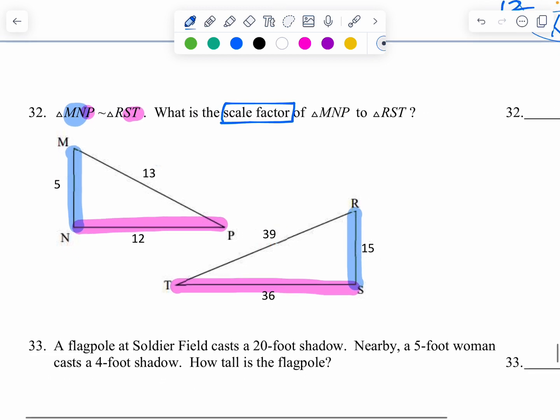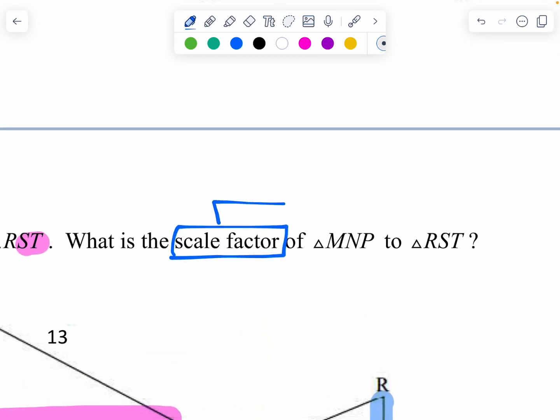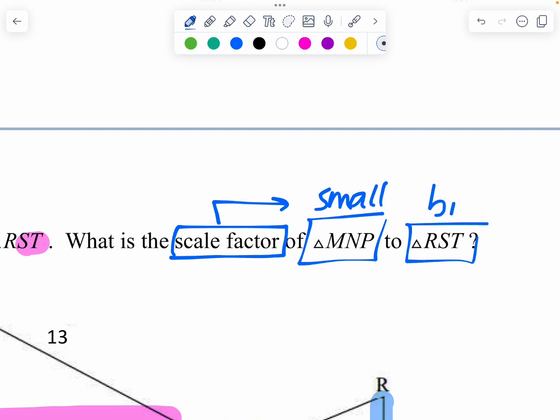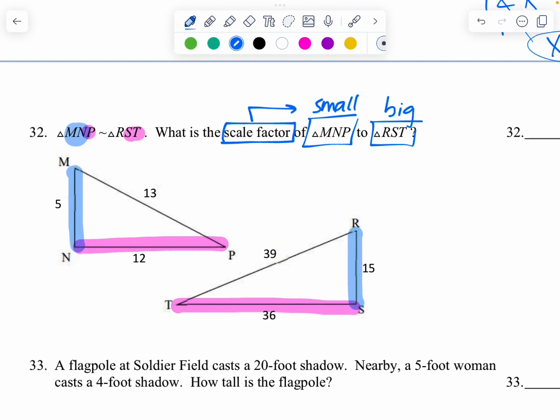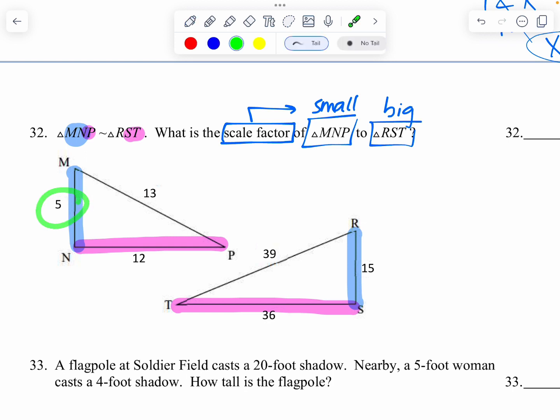Okay, and just be really careful. There are some multiple choice questions about this. This is the small triangle. This is the big triangle. You can look at your pictures and see that this side is smaller than this one. So they want the fraction written in that order, okay? So my two blue sides are 5 and 15. Do you see the blue side here, which is 5, and the blue side here, which is 15? I'm going to make a fraction out of that.